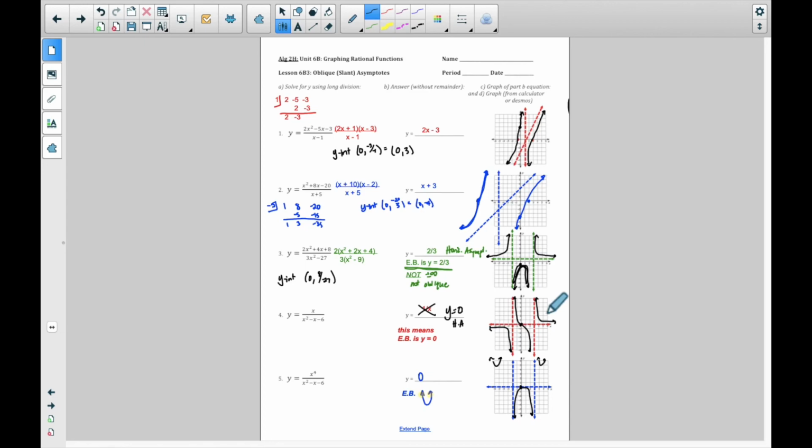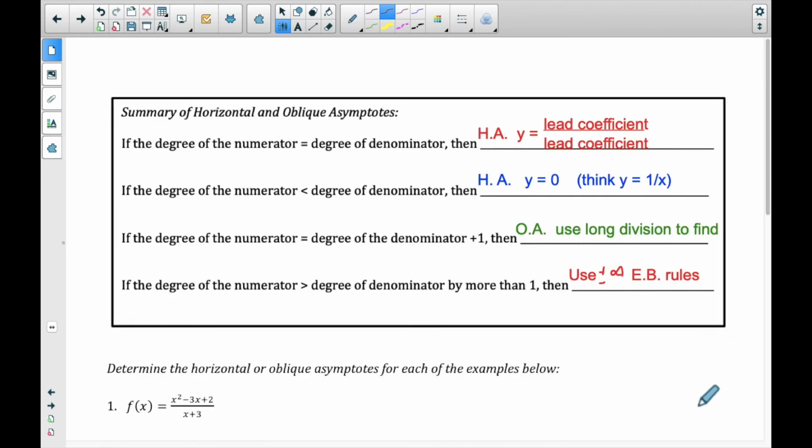If you want to memorize it, on the back of this paper, I have what you have to do to memorize it. If you are better with memorizing, and maybe even you kind of need a little bit of both, because honestly, this needs a little structure to it. Here's what you have to memorize. If the degree of the numerator is greater than the degree of the denominator, then the horizontal asymptote is the leading coefficient over the leading coefficient.